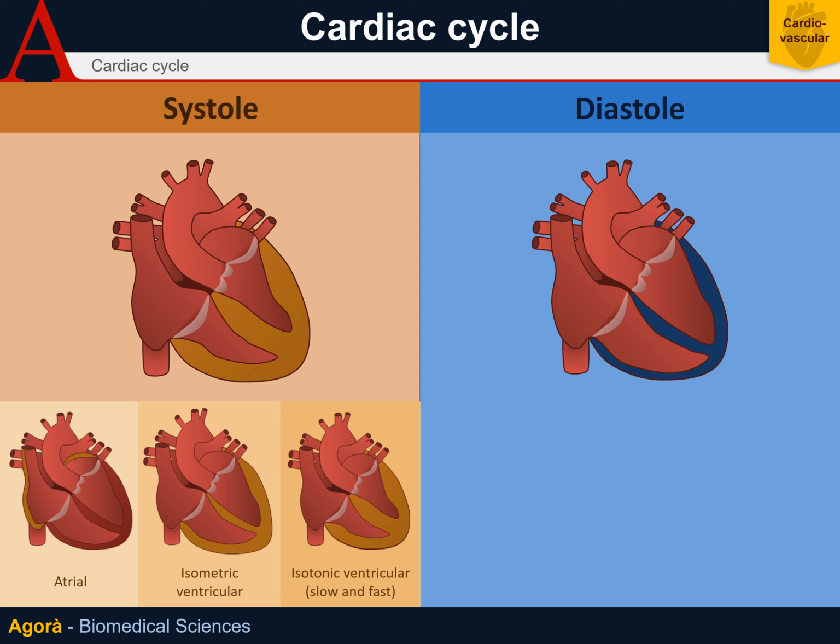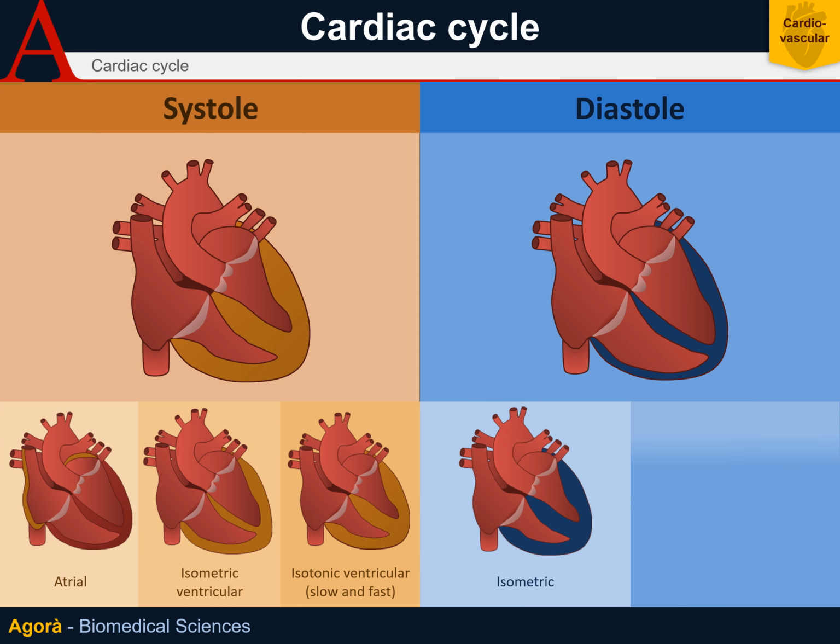To be more specific, even the isotonic ventricular systole is internally divided, with the first slow phase followed by a second fast phase. Similarly, the diastole can be divided into the isometric and the isotonic phase. Obviously, the isotonic phase can be divided into a slow and a fast phase as well. The cardiac cycle has 7 phases.